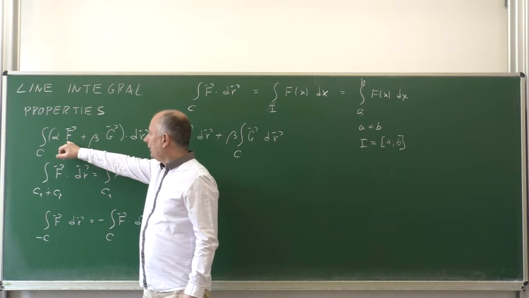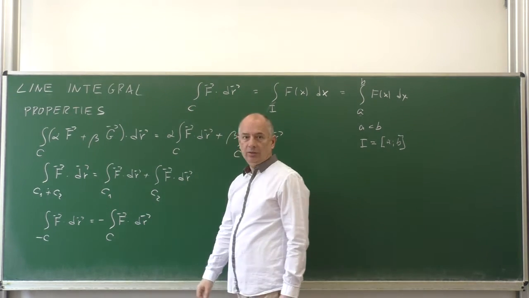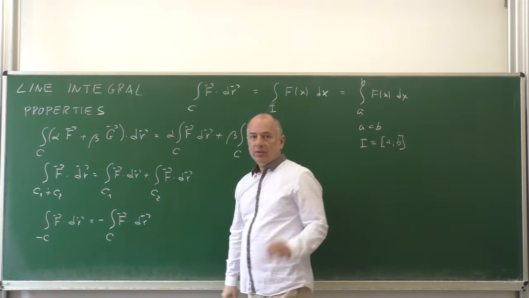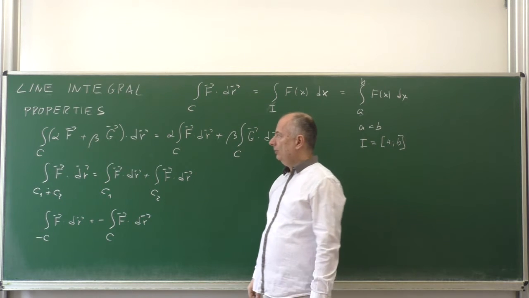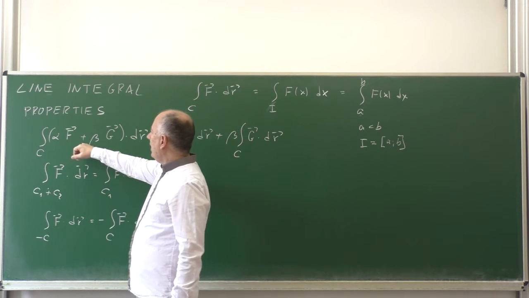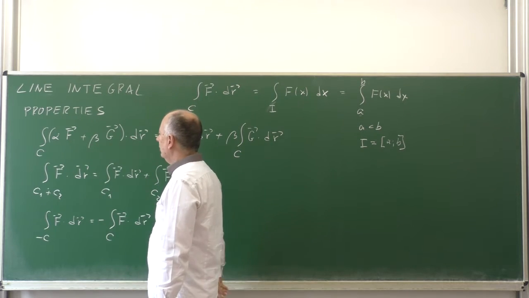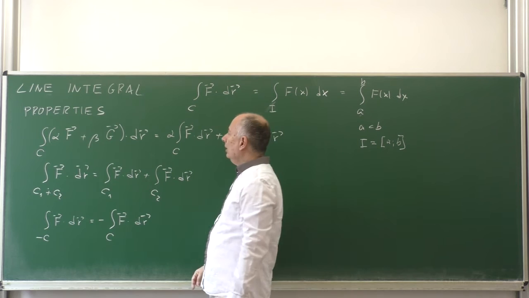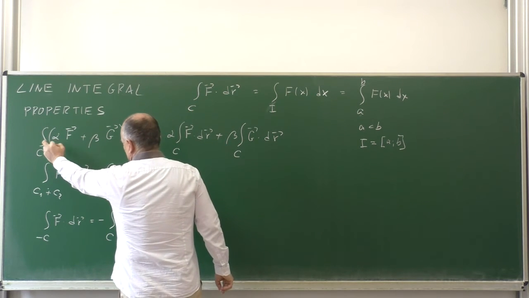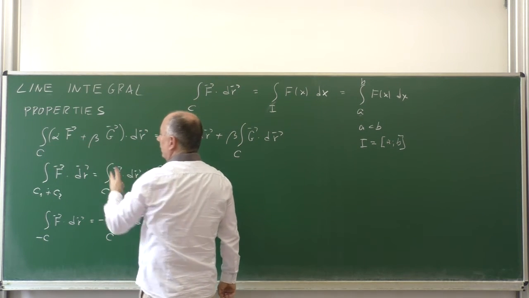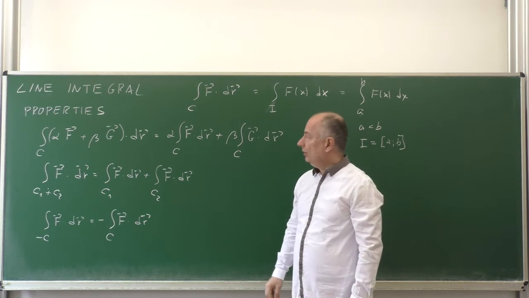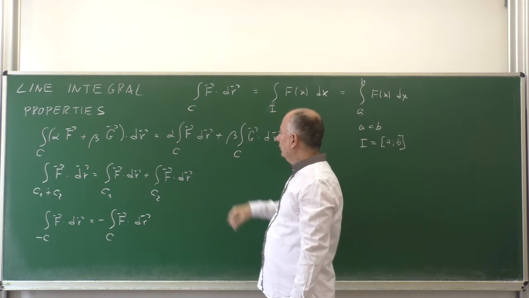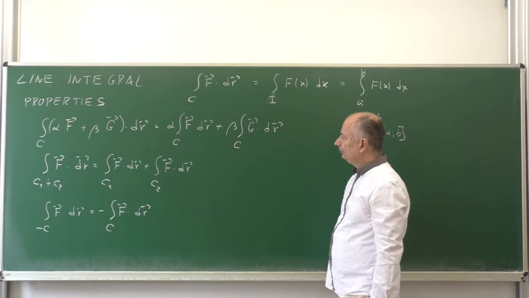If we have two vector fields, f arrow and t arrow, we can multiply each of them by some scalar constant, alpha and beta, and we can add these two results, and this bracket is a new vector field. Well, and then the line integral of this linear combination of these two vector fields is just the linear combination of the integrals of individual vector fields.